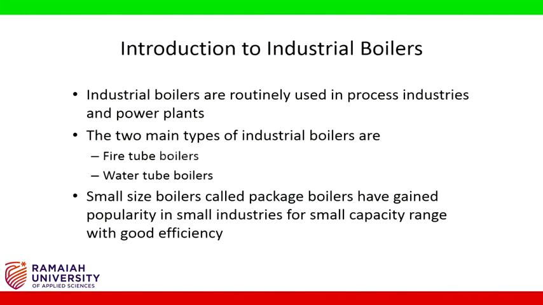Industrial boilers are routinely used in process industries and power plants. The two main types of industrial boilers are fire tube boilers and water tube boilers. Small size boilers called package boilers have gained popularity in small industries for small capacity range with good efficiency.